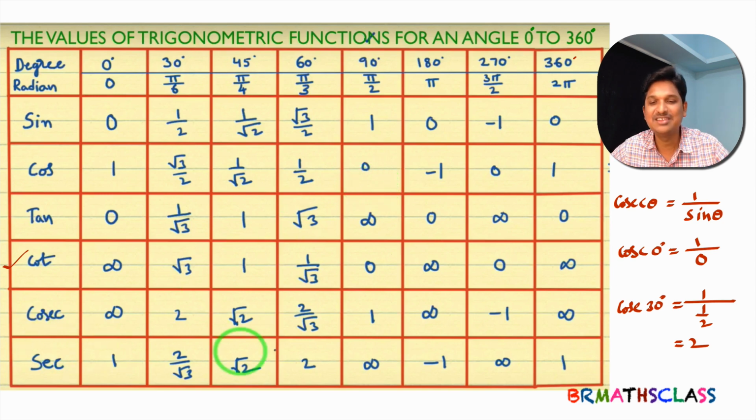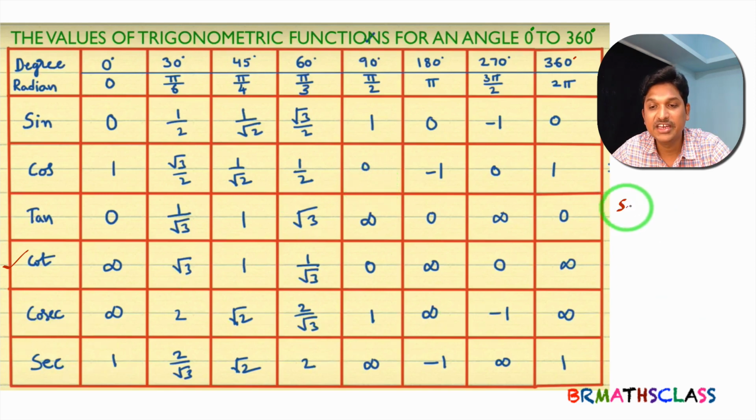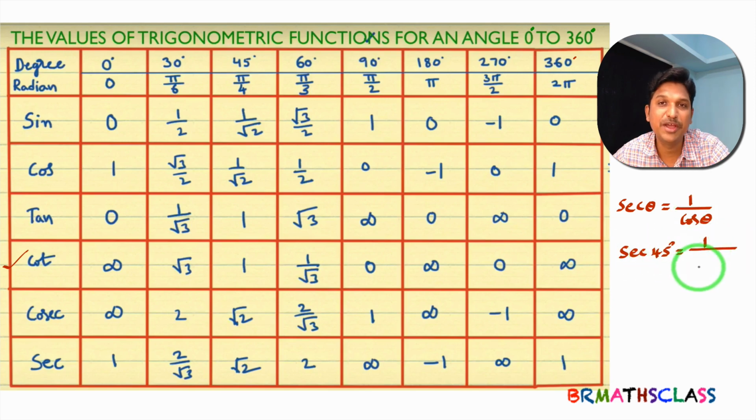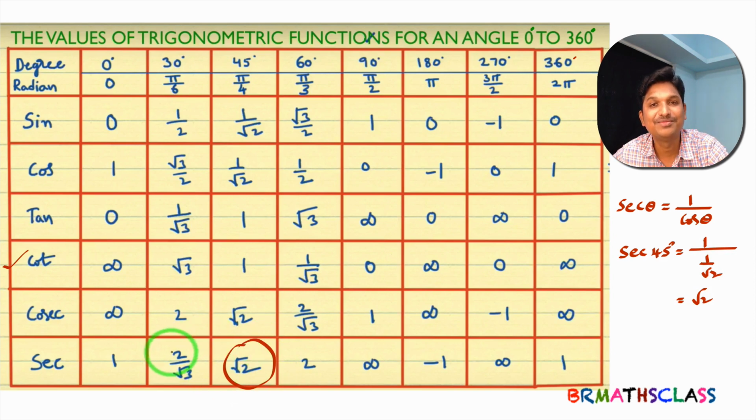Similarly, this secant also. See here, secant theta. Secant theta is what? Secant theta is 1 divided by cos theta. Here, if you want to find secant 45 degrees, secant 45 degrees is 1 divided by cos 45 degrees. As you learn cos row, cos 45 degrees value is 1 by root 2. 1 divided by 1 by root 2 is root 2. So you see secant 45 degrees is root 2. Right? So if you learn sin row, cos row, remaining all values you can write very easily.